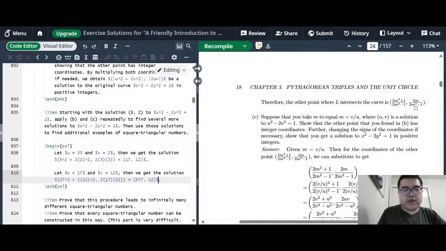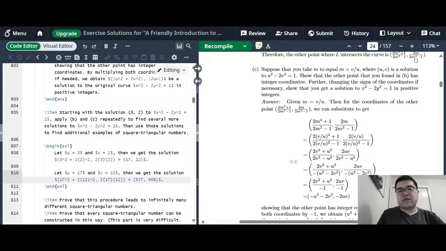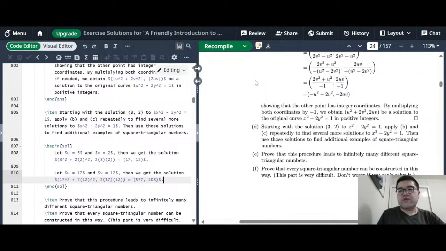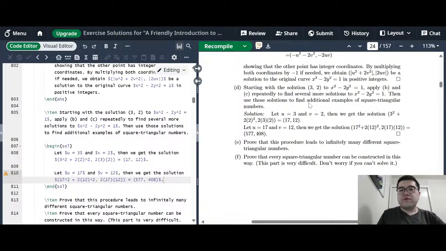And then for the other one, we have, what is it? 34 times 12. That is going to give us 408. And then let's stay with these two. Okay, if we keep going, the numbers get larger and larger. So now we're going to use these two examples to find our additional example of triangular numbers. Okay, how do we find it?